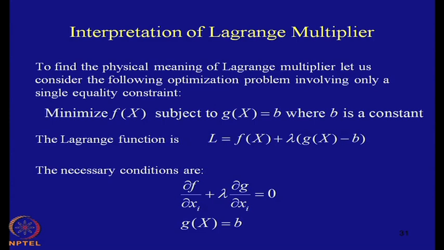We are considering a general problem, that is the optimization of f(x) subject to g(x) is equal to b. b is a constant we have considered here. Now, the Lagrange function would certainly be L is equal to f(x) plus lambda into g(x) minus b, and the necessary condition will be del f by del xi plus lambda into del g by del xi equal to 0, and the other condition would be g of x1, x2, ..., xn is equal to b. That is why this is the necessary condition.